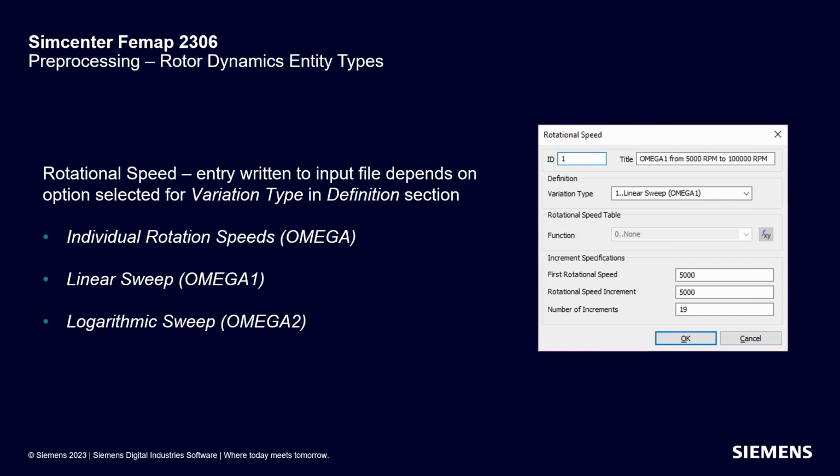So one of the new entities is a rotational speed card. And this writes out OMEGA1 or OMEGA2 bulk data cards. And basically you can define an individual rotation speed or a sweep or a logarithmic sweep. And then you can see you can define the first speed and then the increments and number of increments there as well to define the resolution.